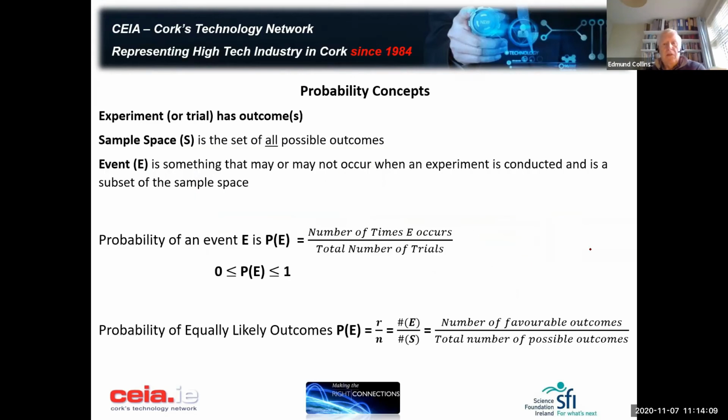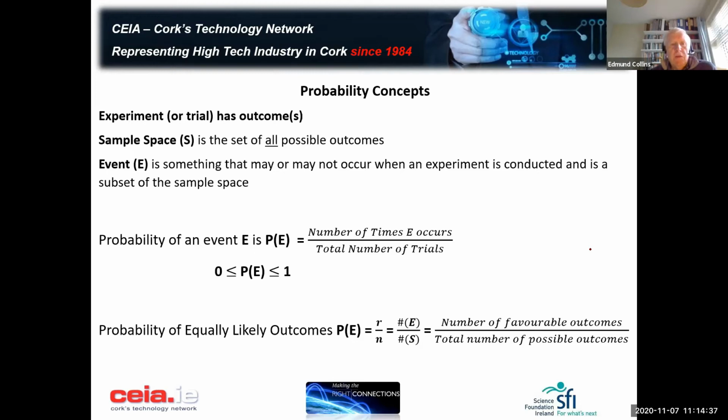So, probability concepts. The first thing is that normally they talk about a trial in probability. So you're conducting an experiment or trial, and that has outcomes. As you saw on previous slides, we did talk about outcomes. The sample space, very important here in probability.